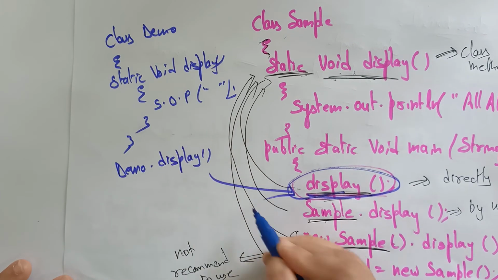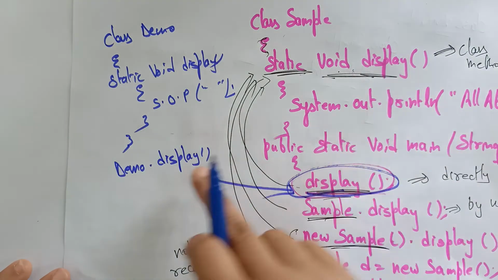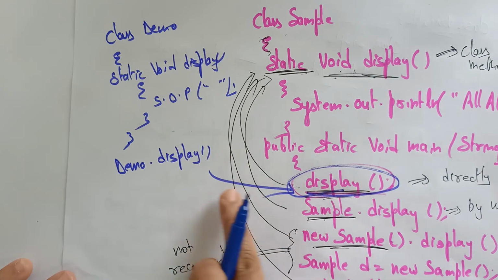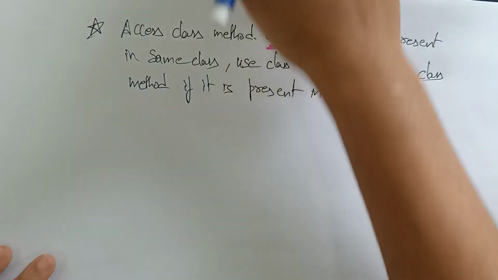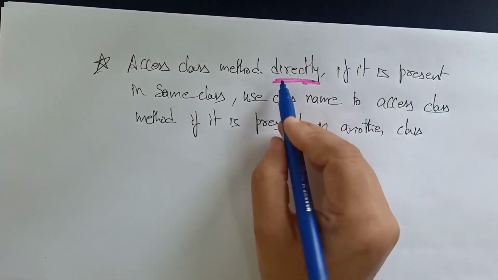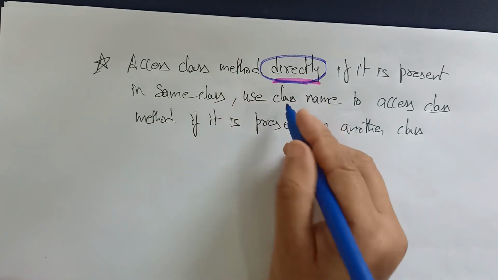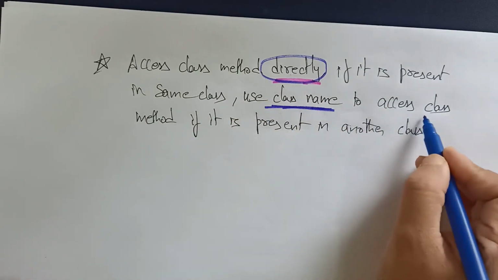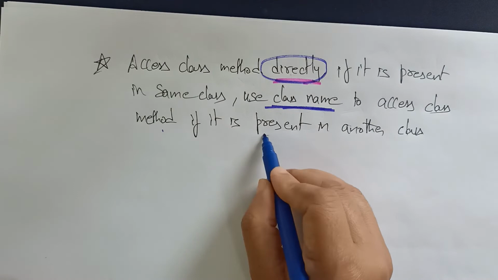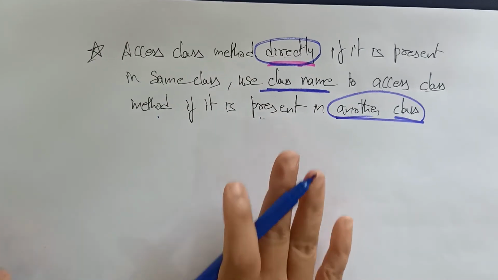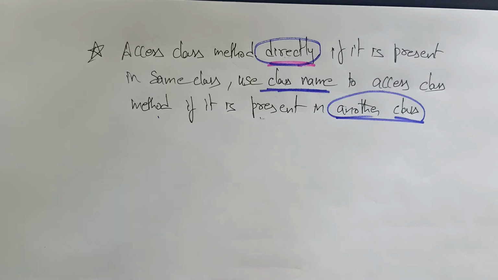In this class, in the class sample, you can access this display by using demo.display. Okay, this is what I'm saying. A class accesses a class method directly if it is present in the same class. Use the class name to access a class method if it is present in another class. So these two ways of accessing are very much. Did you get the clarity, when you're using it directly and when you're using a class name?